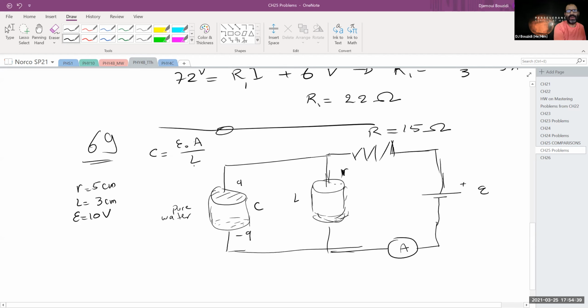Now I have to calculate the capacitance of that capacitor, which is epsilon naught times the area divided by the length. However, this is not air. This is not vacuum. So I have to multiply it by the relative permittivity of water. And they tell me the relative permittivity of the water is 80.4. So epsilon R is 80.4. I think the book uses the letter K, but there are so many Ks in here. I actually use epsilon R, which stands for the relative permittivity. So epsilon R and K are the same, and this is the relative permittivity.